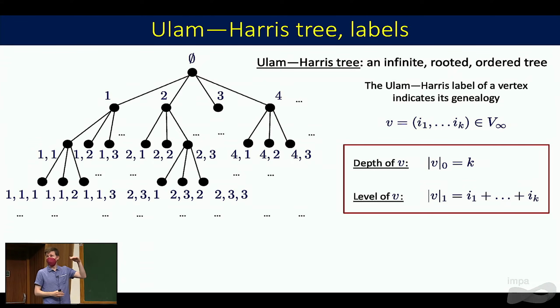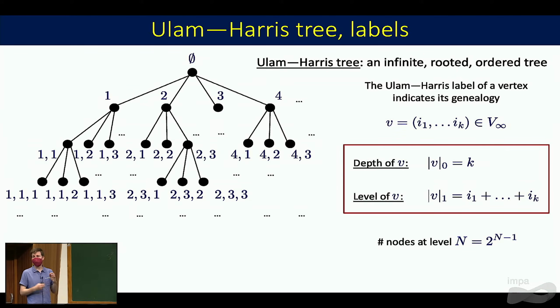Now, the natural notion of depth in the tree is the distance from the root. Using the Ulam-Harris labels, that's just the L0 norm of the label, how many coordinates it has. There will be another notion, a bit similar to depth, that will be important for us, which is the L1 norm of an Ulam-Harris label, so just the sum of the coordinates. We'll call that the level of v. In some sense, it would make sense to call this also the depth of v, but the depth is already taken, so we'll call this the level of v.